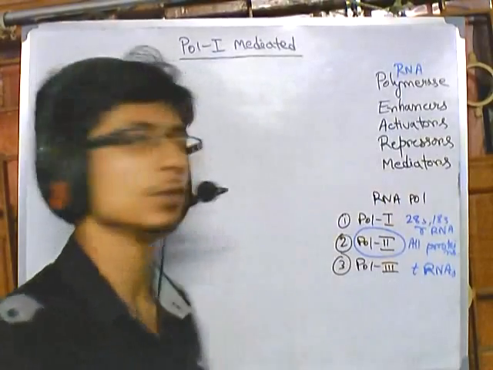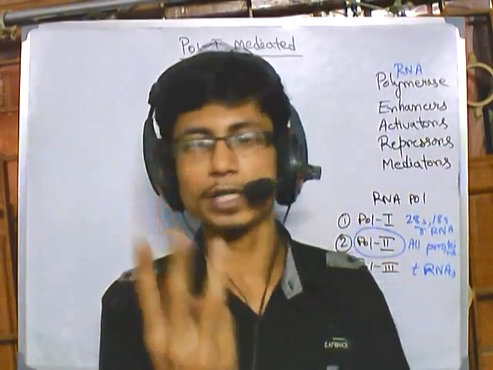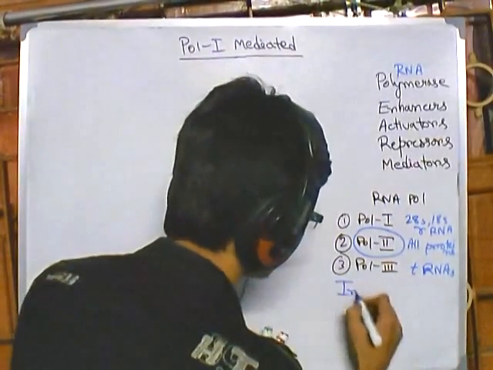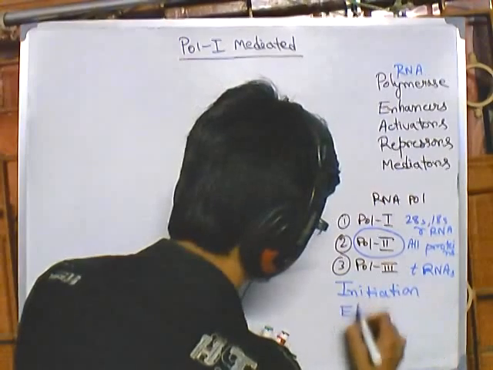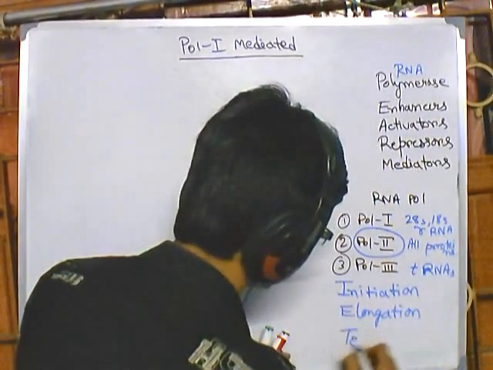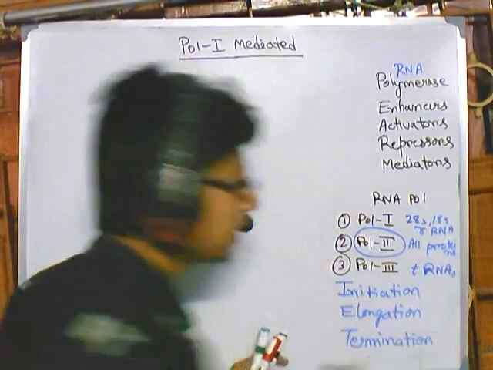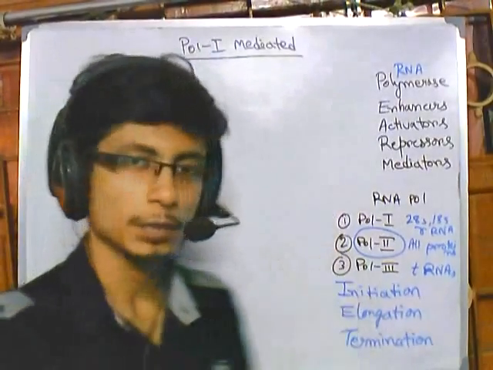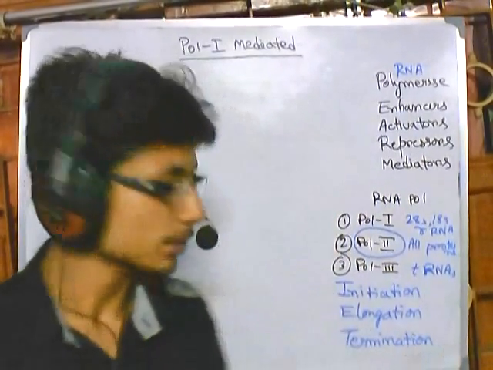Why? Because the basic process of transcription is divided into three different parts. One is the initiation, so let me write it here. One is the initiation, second is the elongation, and third one is termination or the ending. Okay, so every type of transcription is divided into three different parts, whether it is for the prokaryotic system or for the eukaryotic system.